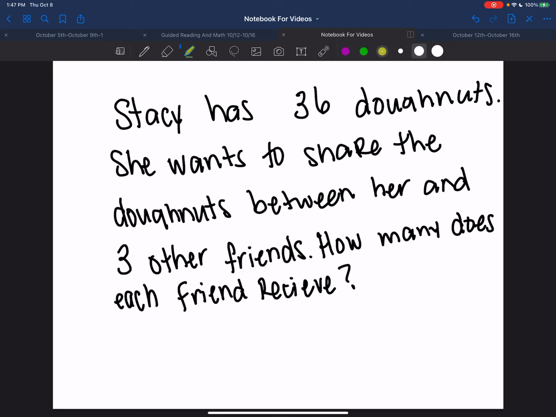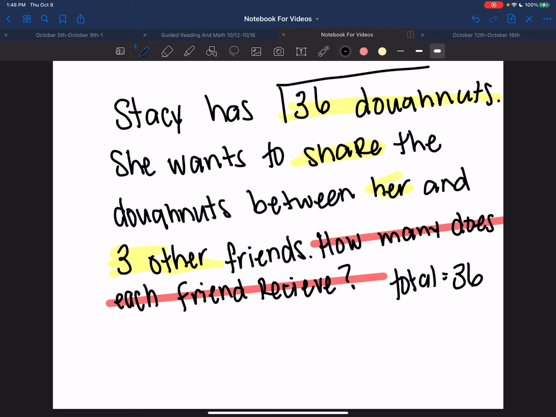So I'm going to read it the second time, and I'm going to look for that important information. Stacy has 36 donuts. She wants to share the donuts between her and 3 other friends. How many does each friend receive? And that is my question. I want to know how many donuts each friend receives. So remember, in division, we always start with the total. In this problem, do we know how many donuts Stacy is starting with? Yes, we do. Our total is 36, so we are given that total.